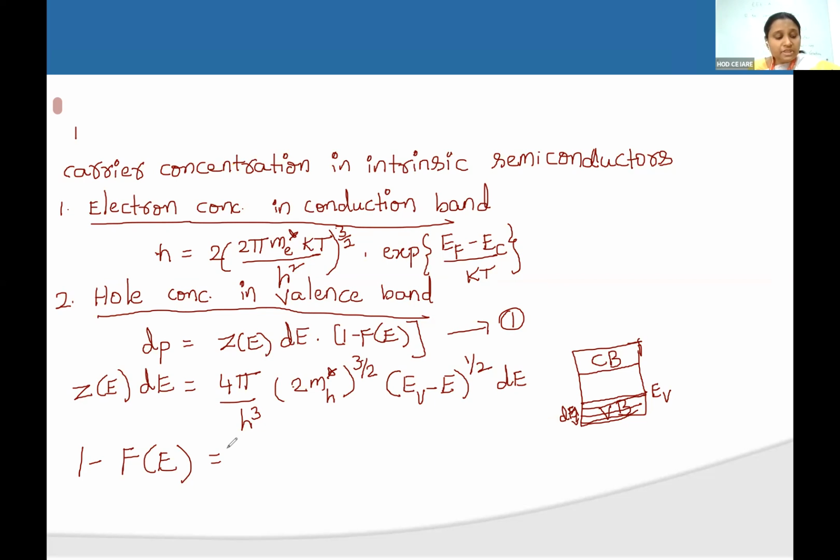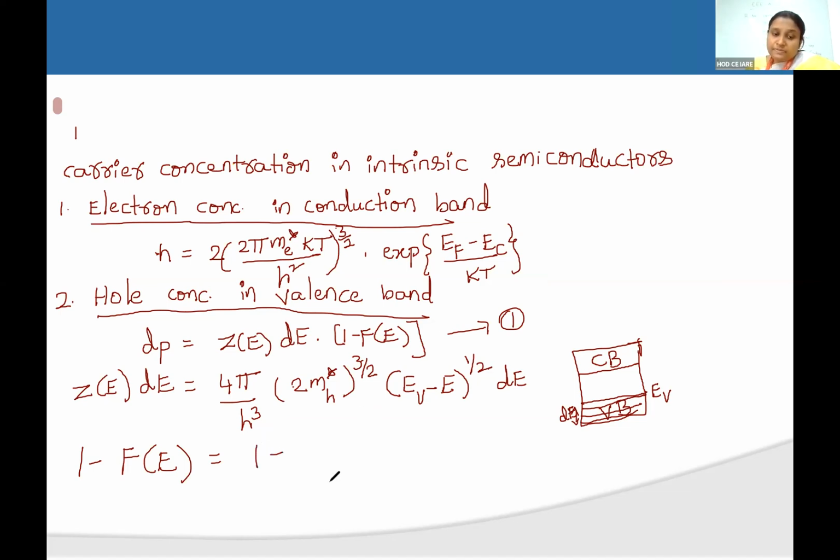What is 1 minus f of E? It is the probability of an electron not occupying an energy level. That is nothing but an electron leaving an energy level, so that is nothing but formation of a hole. And we got the expression for f of E.